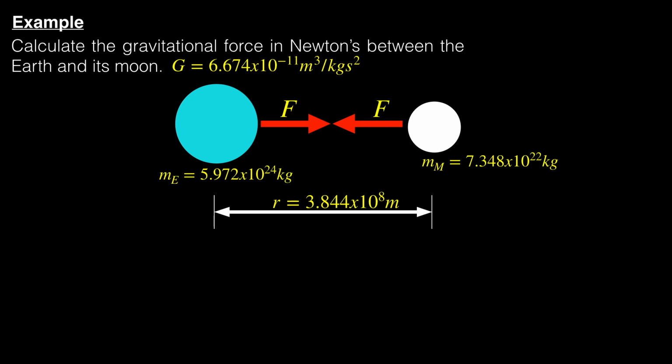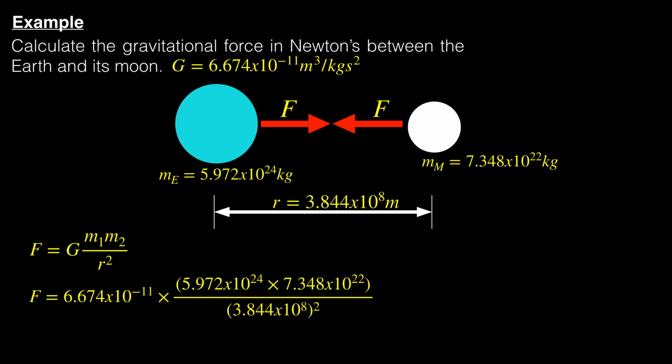So, if we bring up the equation we previously learned, then taking the numbers from this example, we can simply input to give F is equal to 6.674 times 10 to the power of minus 11 times 5.972 times 10 to the power of 24 times 7.348 times 10 to the power of 22 divided by 3.844 times 10 to the power of 8 squared. This should give you the answer of F is equal to 1.98 times 10 to the power of 20 newtons.